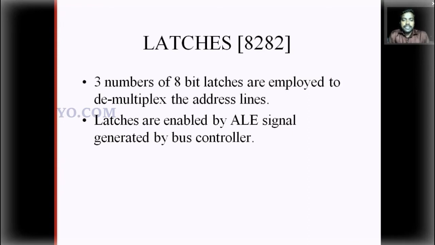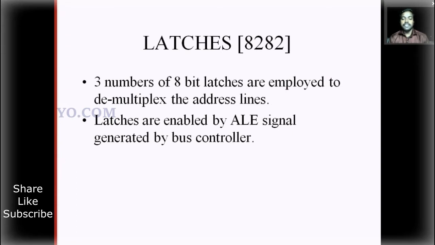What is a latch? A latch is just like a lock. The input and output are both the same. When you apply a small pulse to the latch, it transfers the input to the output. That is a latch. So here we need three 8-bit latches, which are used to demultiplex the address lines. We already studied that the address bus and data bus are multiplexed with each other. So in order to demultiplex, we use three latches.